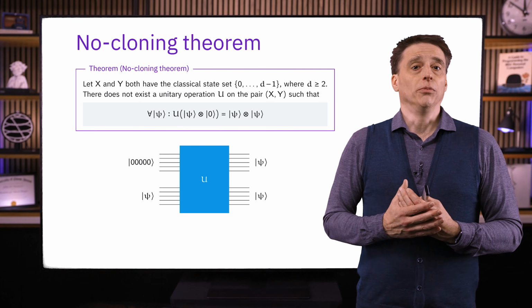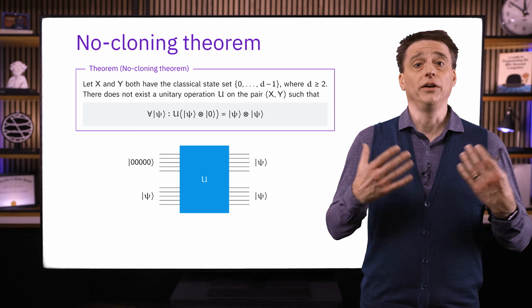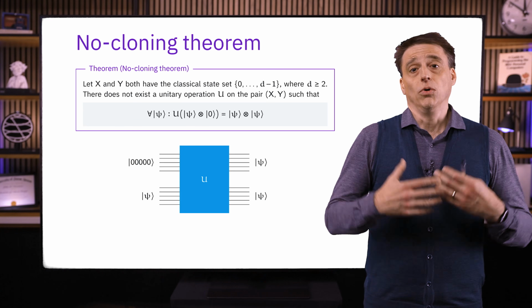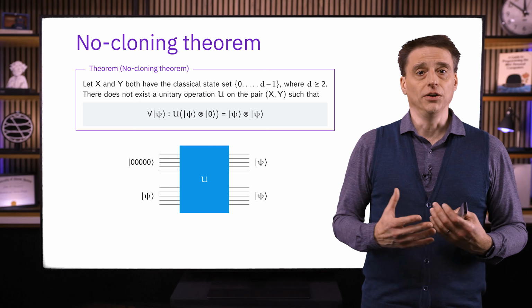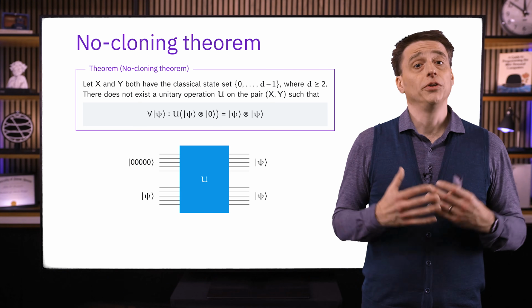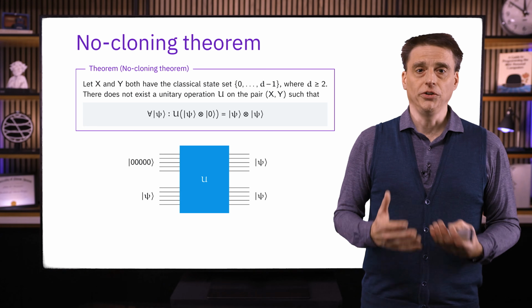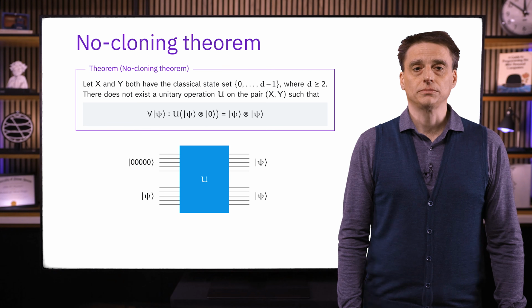You can think about this in terms of circuits, and what the theorem says is that you'll never be able to come up with a gate or a circuit that works as you see here, where one copy of the state psi comes in along with a collection of initialized qubits and two copies of psi are produced. You can do this for certain choices of the state psi, but you can never come up with a circuit that works this way for every quantum state psi, and that's what the theorem says.